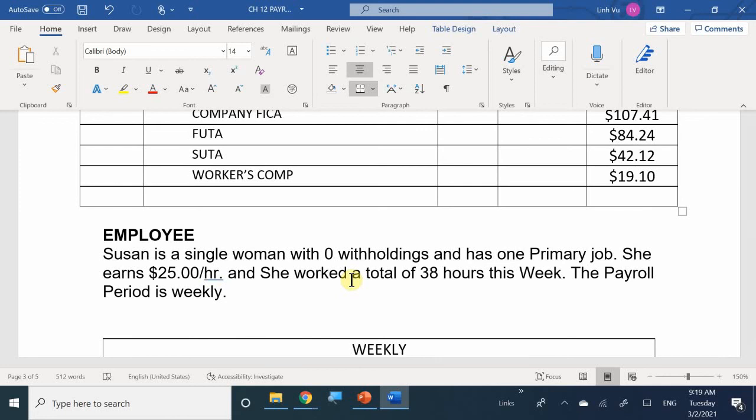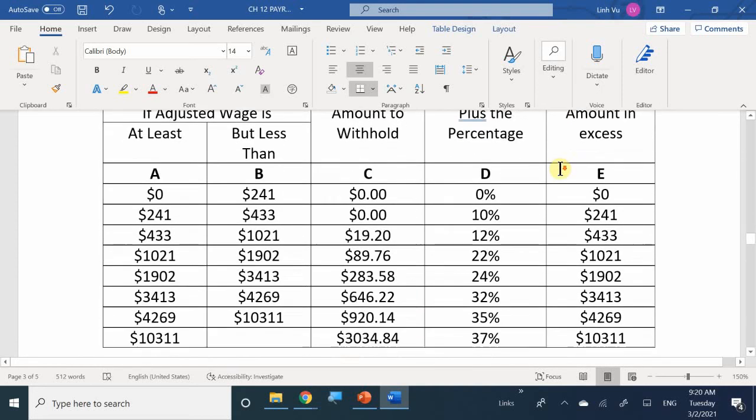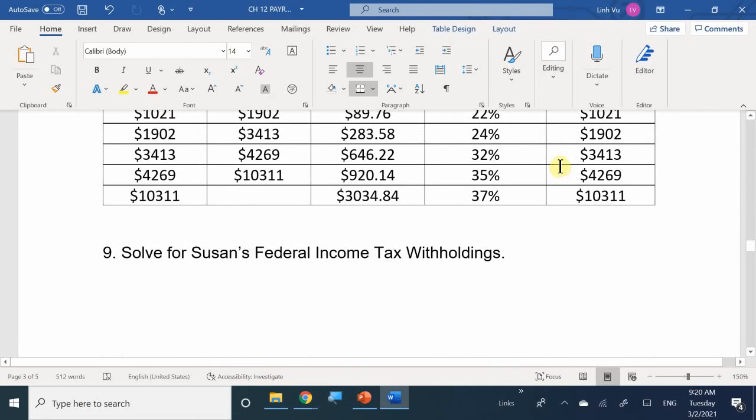So here, what do we know about Susan? She's single, and she's got 0 withholdings. If she has 0 withholdings, then that means we don't take anything away from her. She also has one primary job, so that means section 2 of the W-4 doesn't matter. Question number 9 says, solve for Susan's federal income tax withholdings.